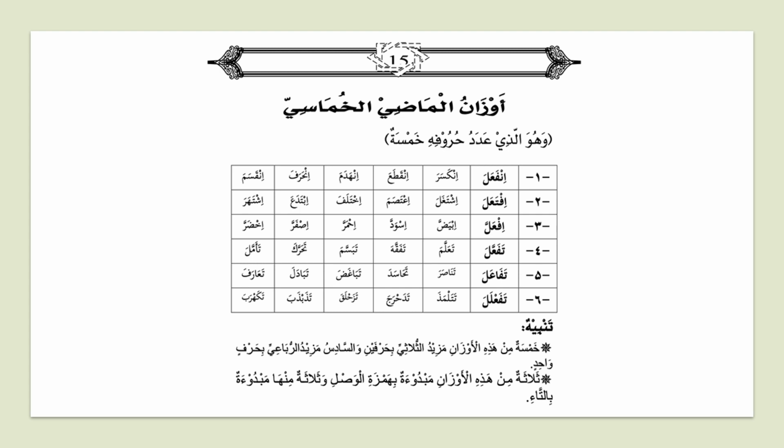For the other scale, the third one, if'alla, this is for colors. So ibyadda is to turn white, iswadda is to turn black. So if you know the colors, this will be easy. Ibyadda to turn white, iswadda to turn black, extremely black, ihmarra to turn red, isfarra to turn yellow, ikhdarra to turn green.